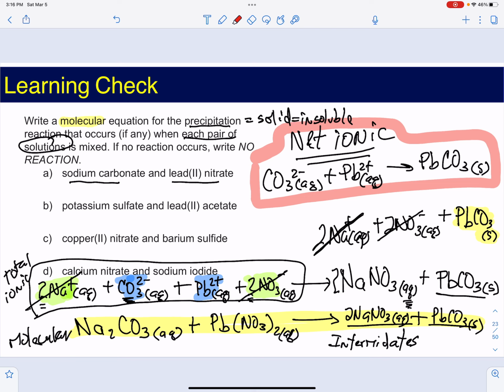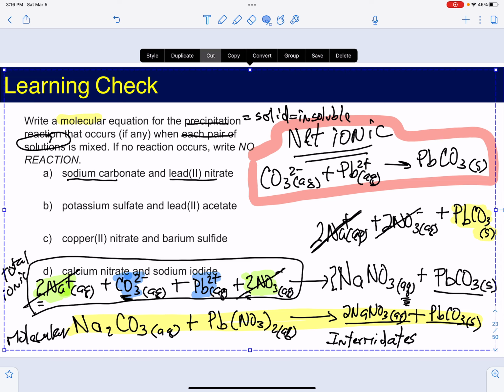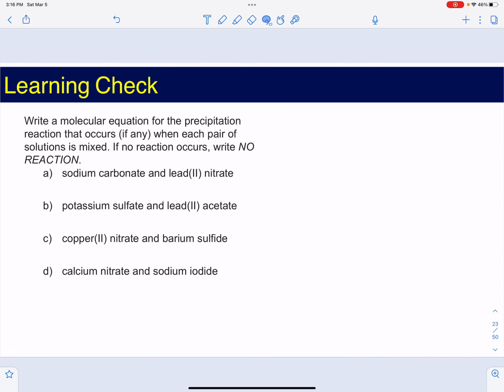So let's do B. Let me clear the screen a little bit. So what do we have for B? For B, we're going to have potassium sulfate, and you should know why I put the 2 in there already. And that's going to be aqueous. If not, go back and check how to do formulas using crisscross.